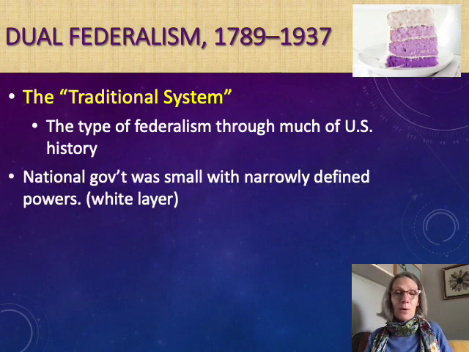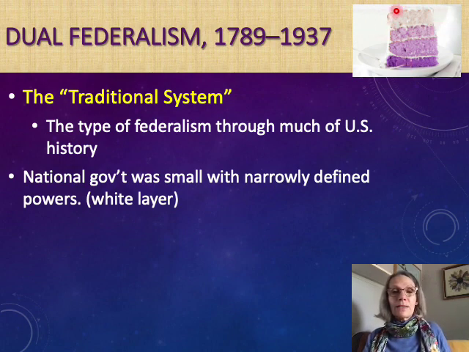Dual federalism is also explained by looking at a layer cake. It's sometimes known as layer cake federalism, because there were distinct layers and distinct roles that the state and national governments played. Within this traditional system of dual federalism, the national government was small with narrowly defined powers. I tried to find a cake that had just 2 layers, but one layer was really big. I couldn't find a picture of that.